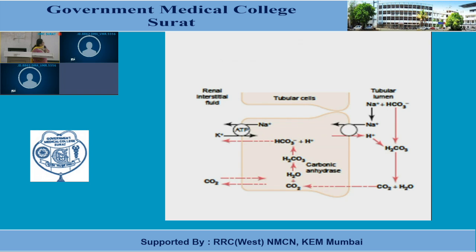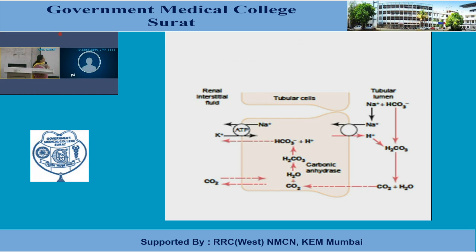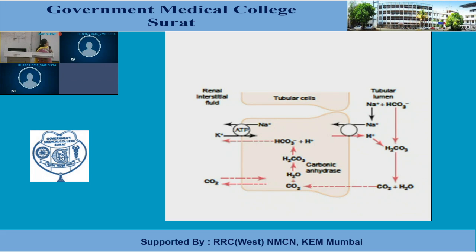Now you can see that CO2 enters the cell; CO2 plus H2O leads to formation of H2CO3, with sodium-potassium ATPase. The sodium goes outside into the renal interstitium and potassium comes inside. On the tubular luminal side, sodium comes inside and hydrogen goes outside. Now this forms the HCO3 which is present in the tubular lumen. It will form H+ and H2CO3, and then dissipates into H2O plus CO2. So this mechanism is going on in the presence of carbonic anhydrase.